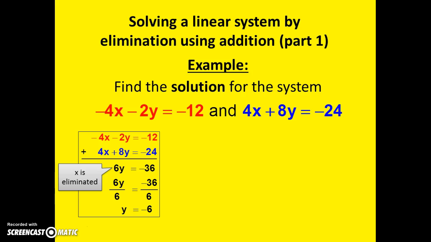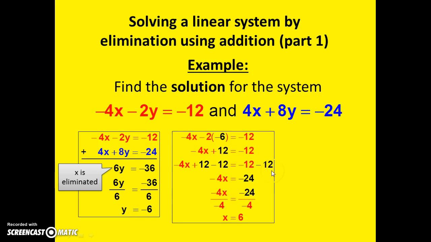Now we have to find our x. So we can substitute into either one of the two equations. I chose the red one. You could choose the blue one. It doesn't really matter. And we know that our y is negative 6. So we're going to substitute in negative 6 for y and evaluate and solve. So 4x, negative 2 times negative 6 is a positive 12. And that equals the negative 12 from the original equation. Now all we got to do is combine like terms and finish solving.